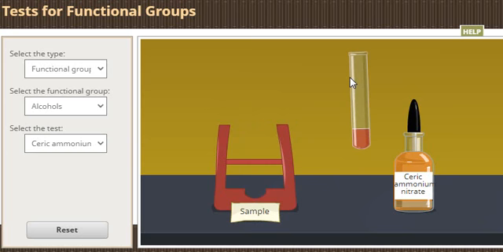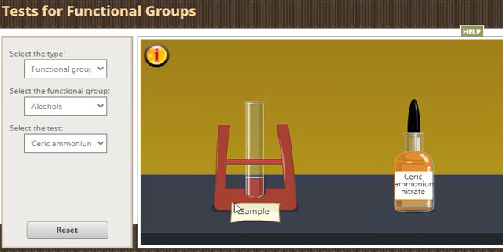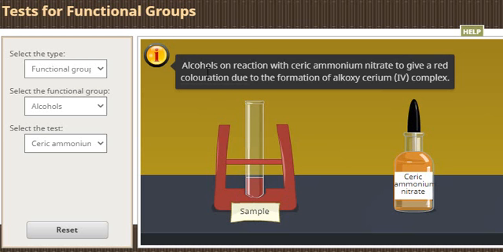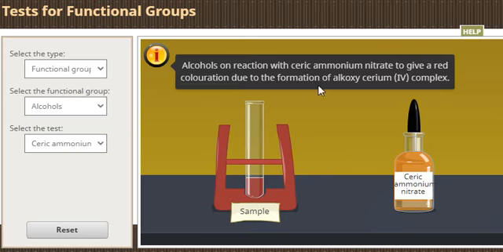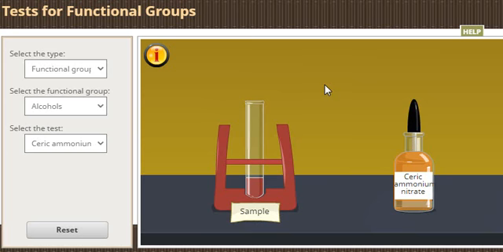Now take it and shake it. Now look at here. There will be no change in the color. The color remains the same, that is red. So what happens when the alcohol reacts with ceric ammonium nitrate? It gives a red color due to the formation of alkoxycerium complex.